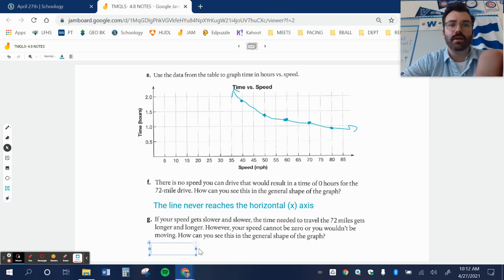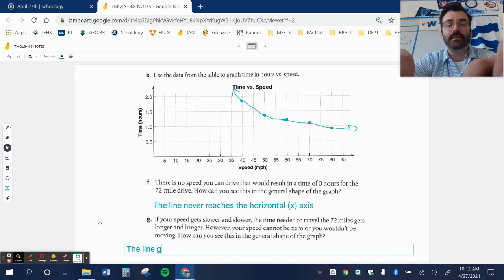Your speed gets slower and slower. The time needed to travel 72 miles gets longer and longer. However, your speed can never be 0, or you wouldn't be moving. How can you see the general shape of the graph?